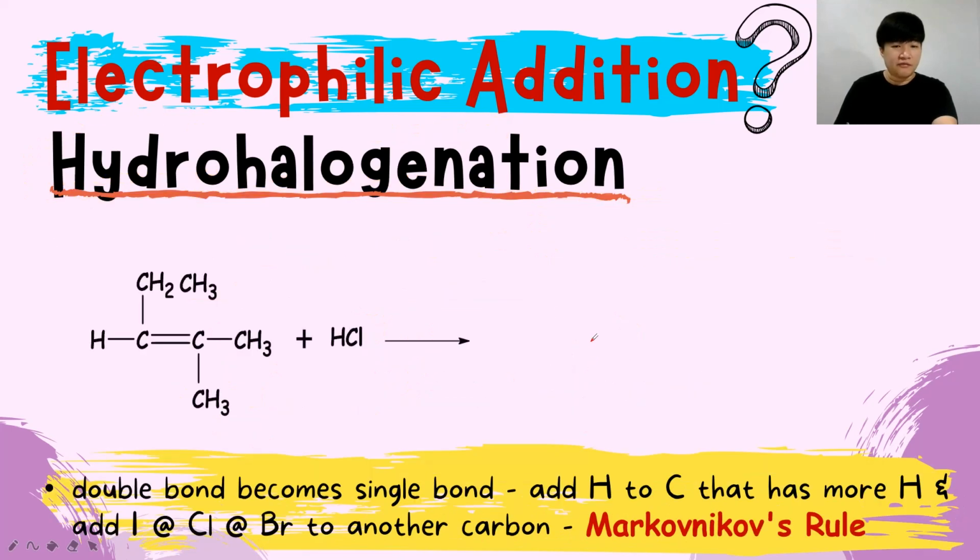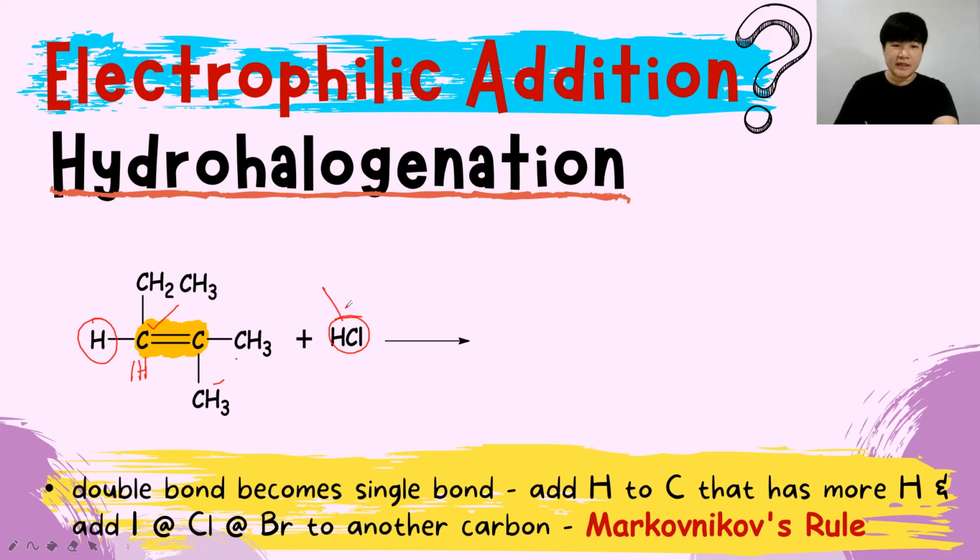What happens when we are adding in HCl? We will still focus on your carbon-carbon double bond. I don't look at other carbon, guys. I only focus on my carbon-carbon double bond. And then check the number of hydrogen each of the carbon has. The carbon on the left has 1 hydrogen. The carbon on the right has no hydrogen. So, who will be the one having more hydrogen? This carbon will have more hydrogen.